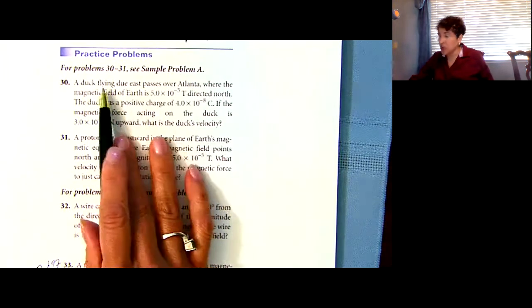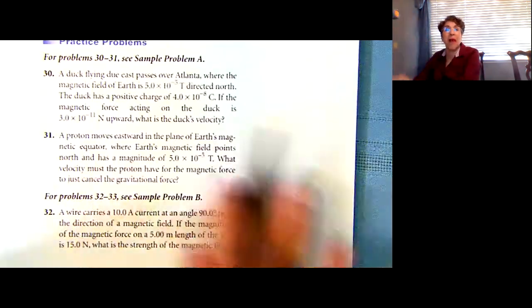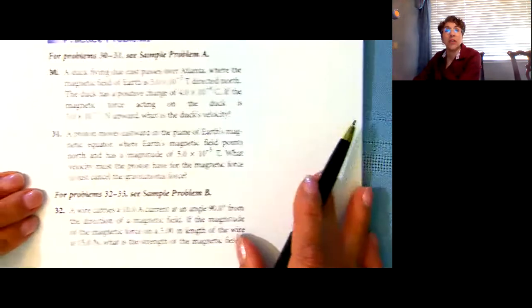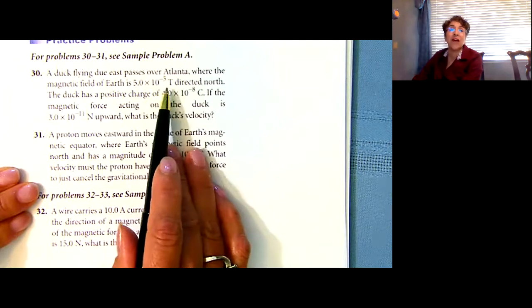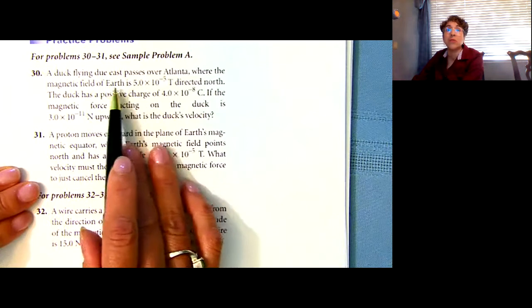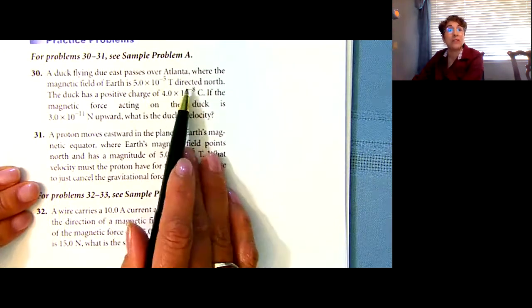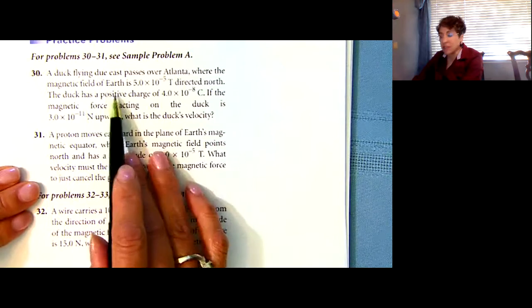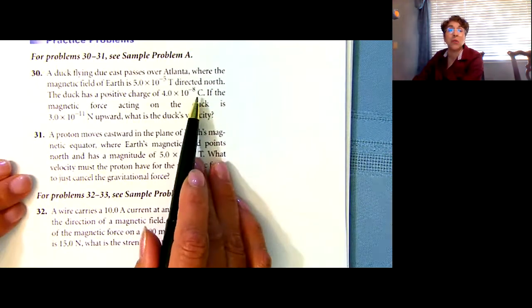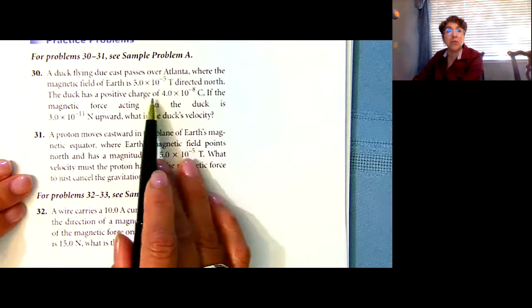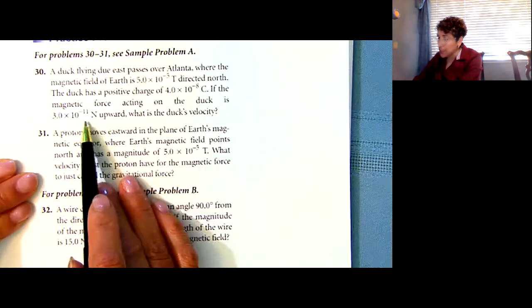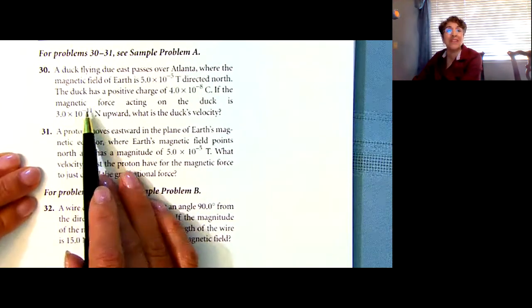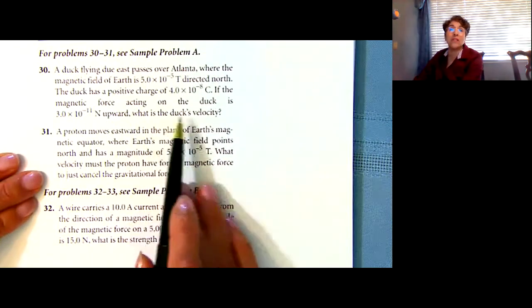Number 30: a duck flying due east passes over Atlanta, Georgia, where the magnetic field of the Earth is 5.0 times 10 to the negative 5 Tesla. It's probably the same magnetic field here in Sacramento. The field is directed north. The duck has a positive charge of a certain amount of coulombs, also tiny. And if the magnetic force acting on the duck is 3 times 10 to the negative 11 newtons upward, what's the duck's velocity?